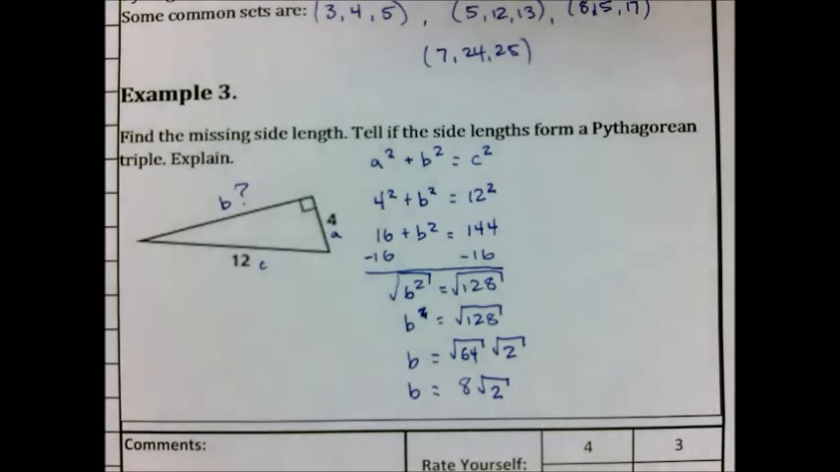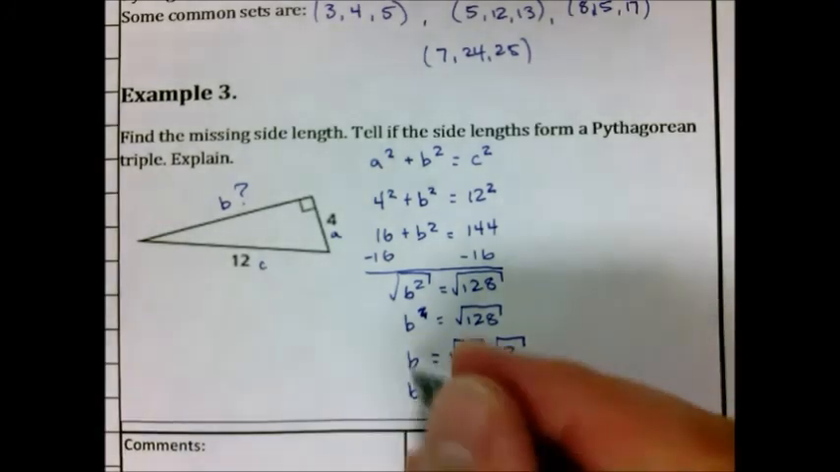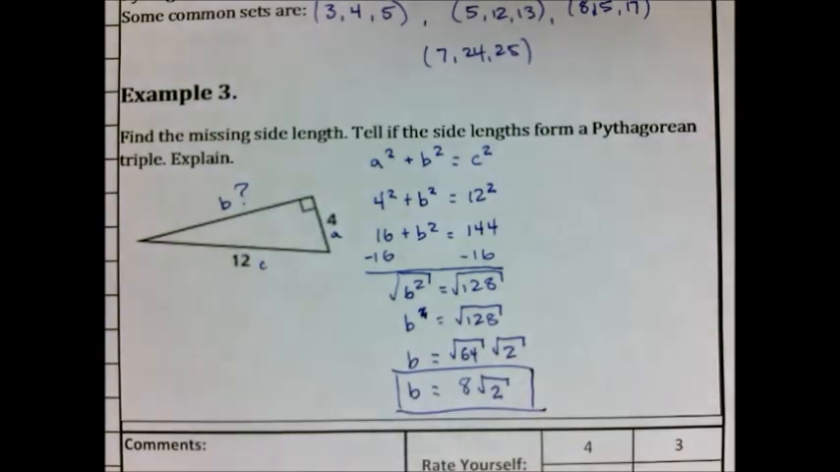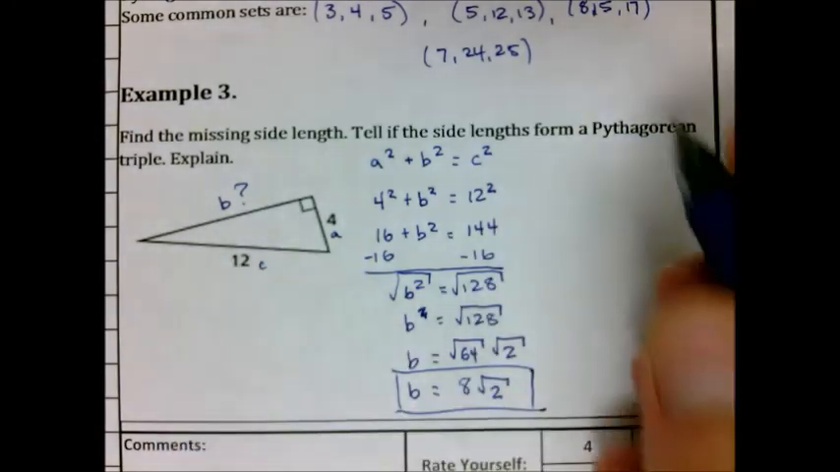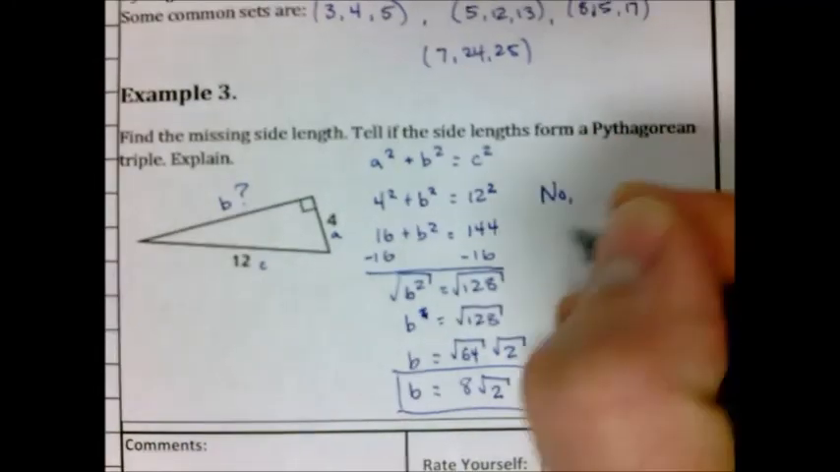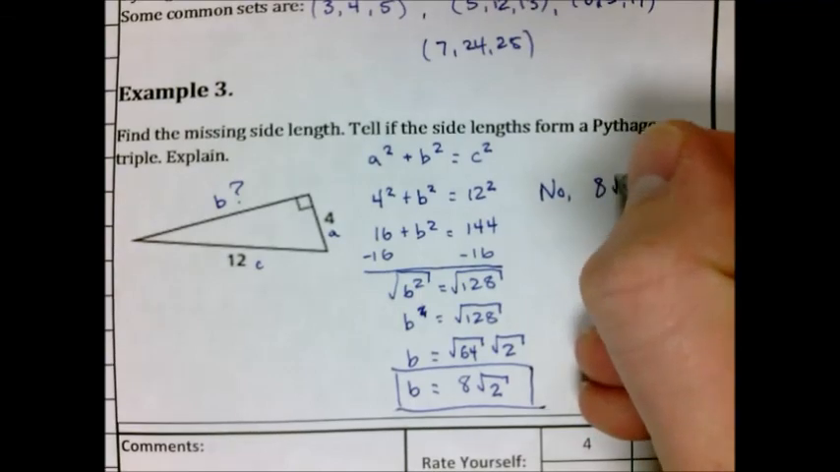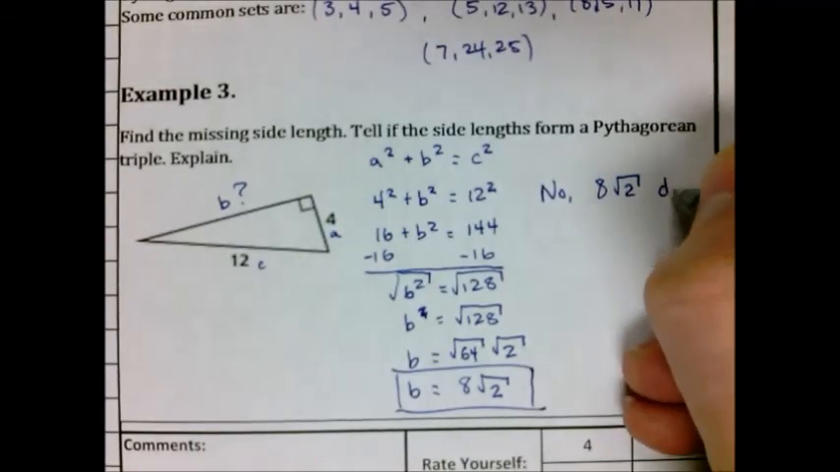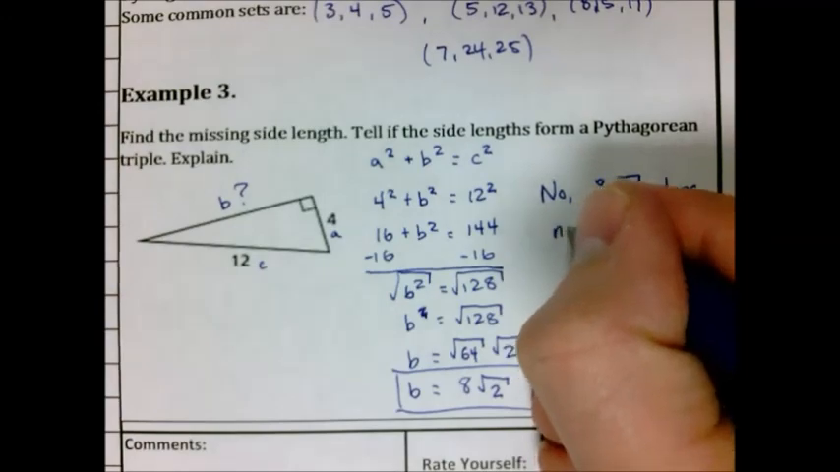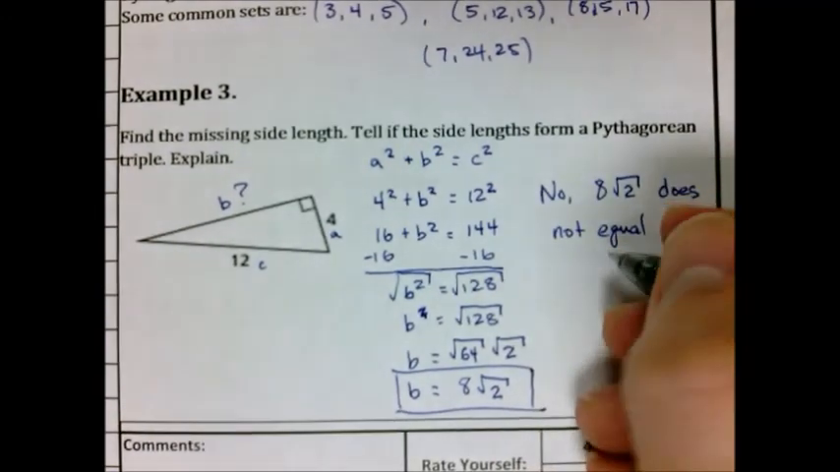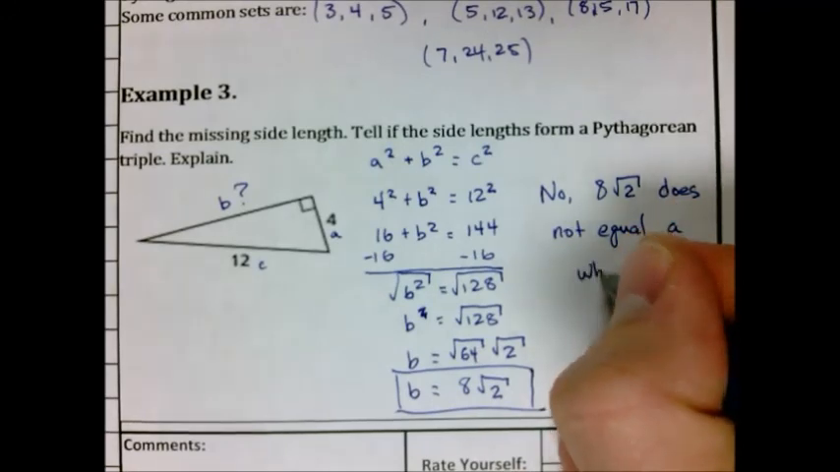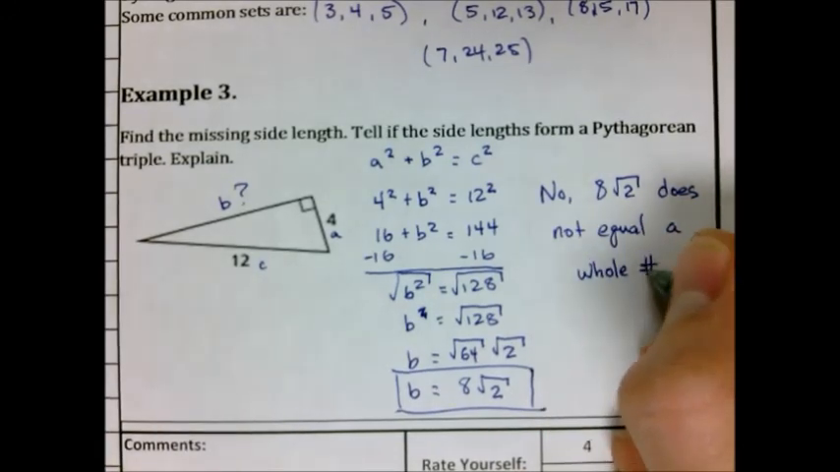So that missing side length, this is the important part. The missing side length is 8 times the square root of 2. We needed that piece of information, so that's part of our answer. But the second part of our answer is to tell if the lengths form a Pythagorean triple. We can say no. And the reason why is because 8 times the square root of 2 does not equal a whole number. Alright, that's it. Hope you enjoyed.